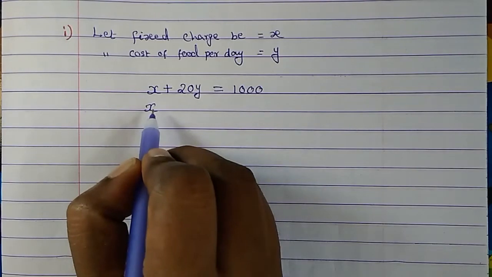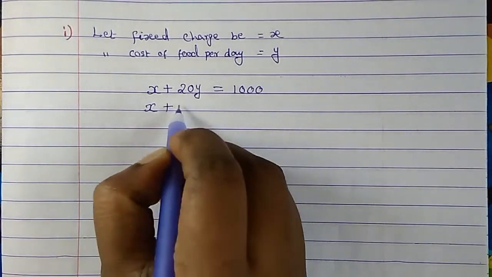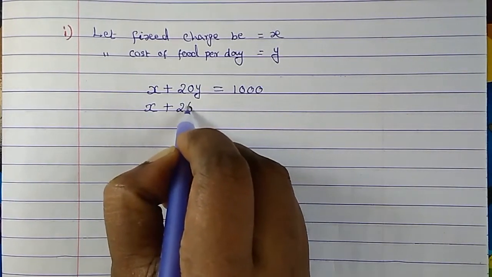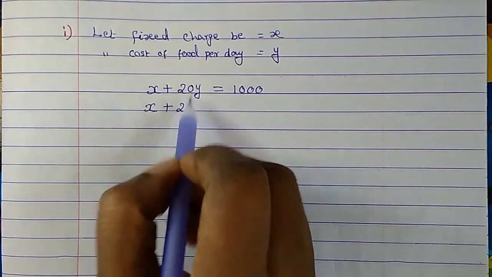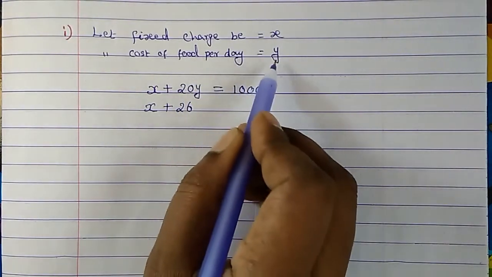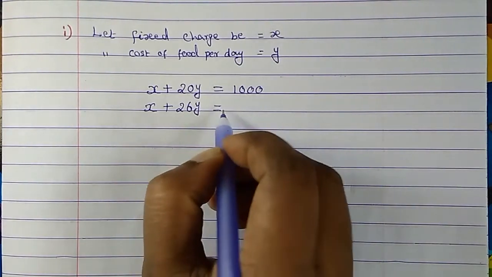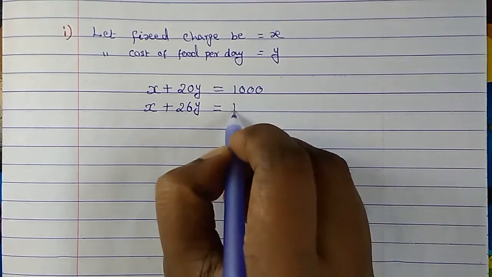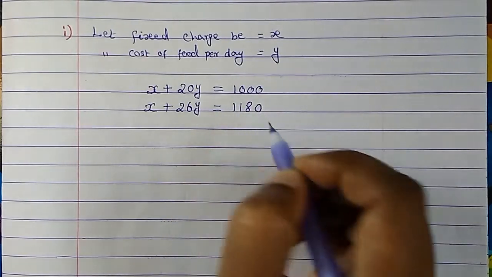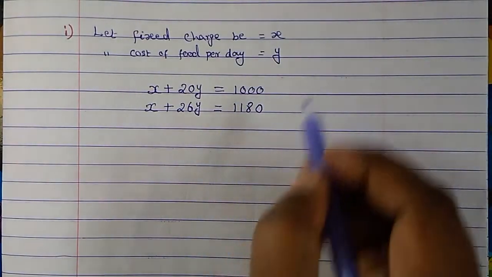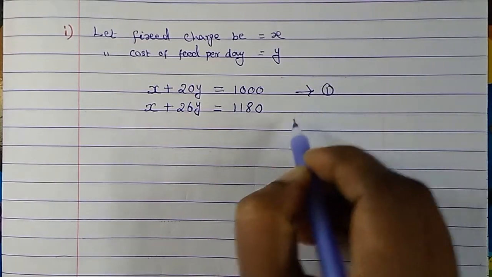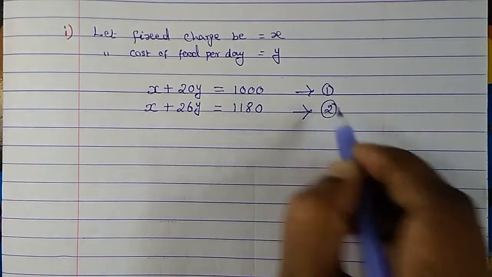Same way the student B, she also stays in the hostel. So fixed charge has to be paid, plus how many days? She stays for 26 days. So for 26 days she takes the food. Per day it is y, so 26 days how much she has to pay? Together she is paying 1180 rupees. So we got the equations now. This is our equation 1. This is our equation 2.